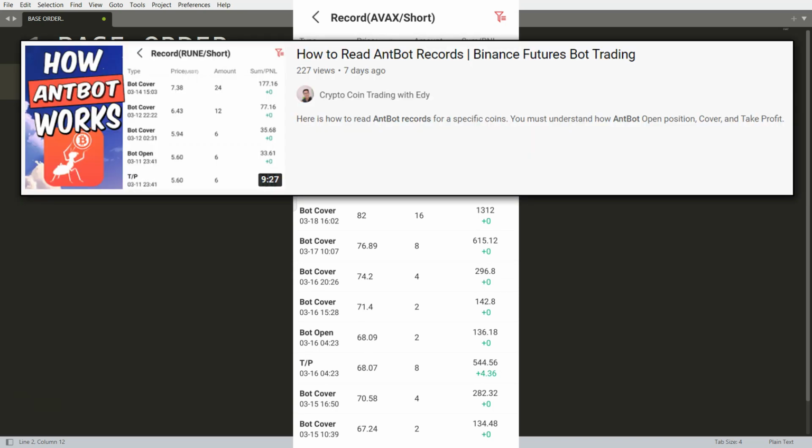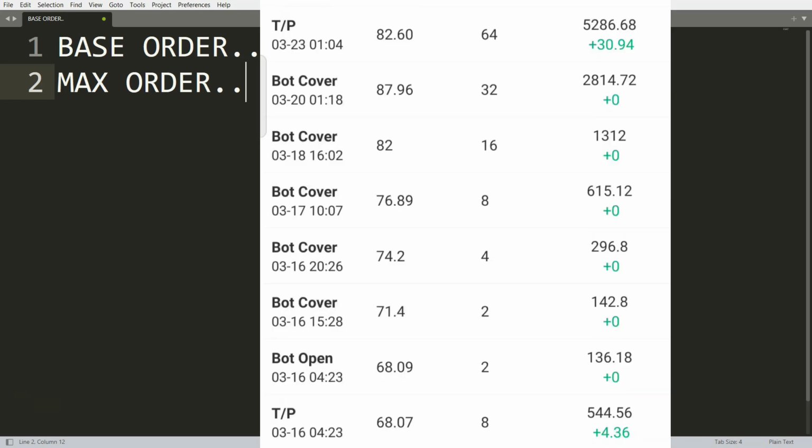I already have a tutorial on how to read the AntBot record. You can watch that video if you haven't watched the tutorial. So you can see we already hit that. And you can see when the bot opened here at the price of $68, it kept going up to 71, the bot covered, going up to 74, the bot covered, the price went up to 76, the bot covered, 82, the bot covered again, and goes even higher, 87, the bot covered even then.